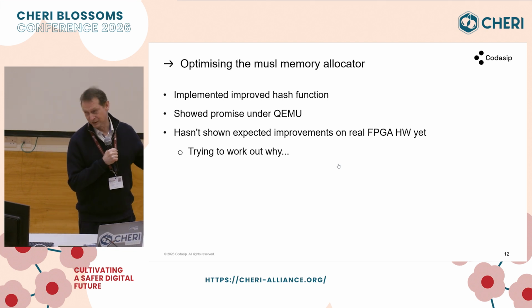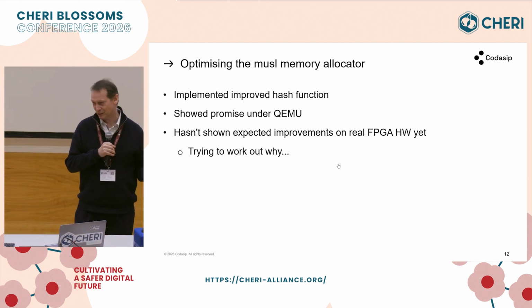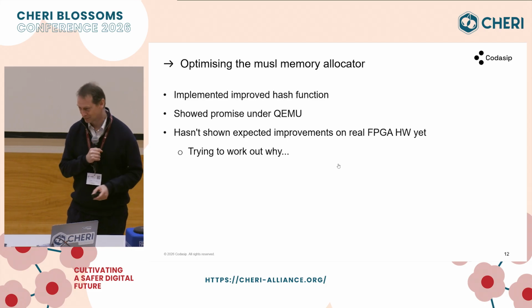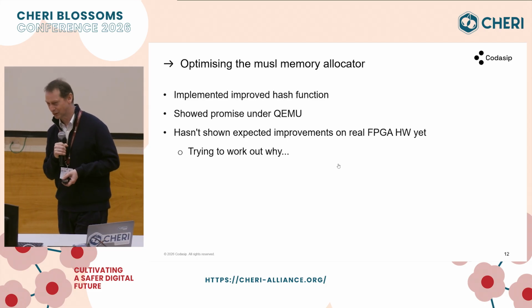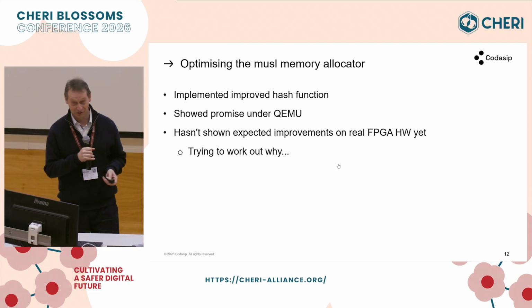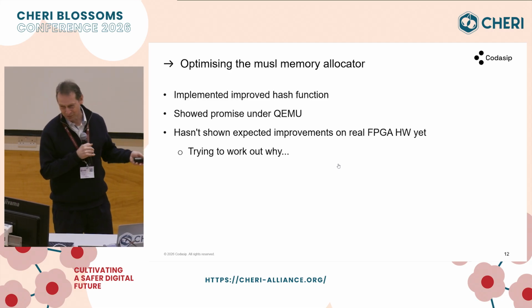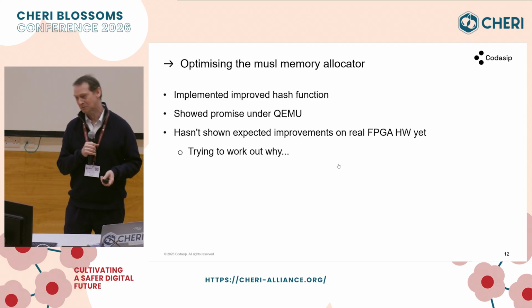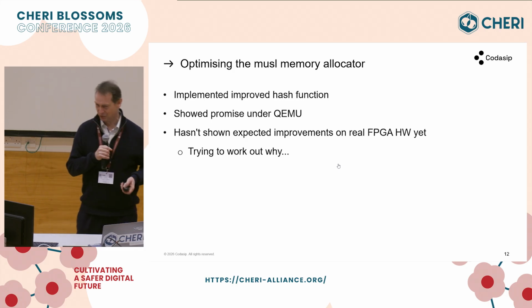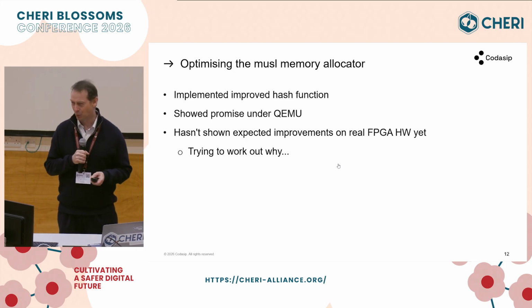So we've also been doing other stuff as well. We've just started looking at the Muzzle memory allocator. We noticed that the hash function wasn't great and made some modifications on that. It looked really good on QEMU in terms of instruction count and stuff, but when we put it on the real hardware, it didn't look so good. So we're trying to work out why.